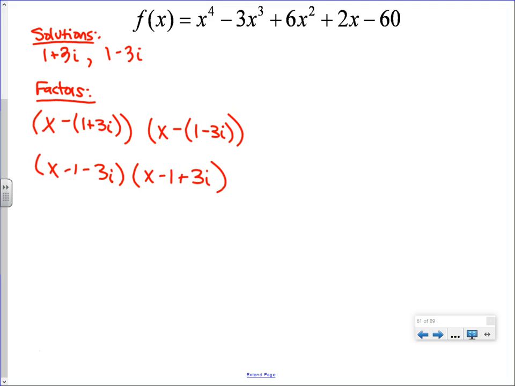Starting off, now I say x times x, x squared. You guys keep me honest. Remember I made a mistake last time. X times negative 1. X times 3i. Yeah, it's true, 3i.